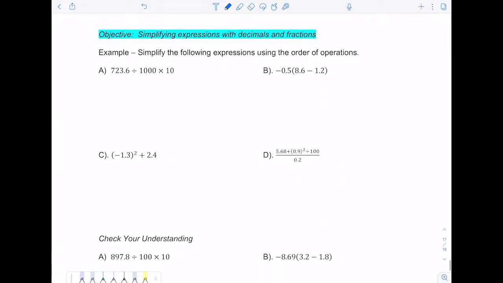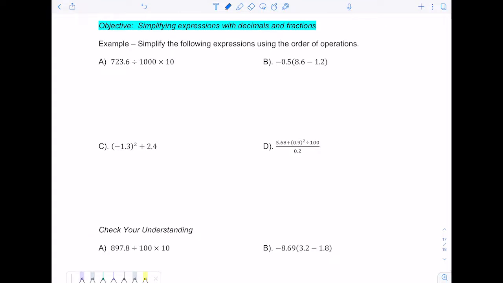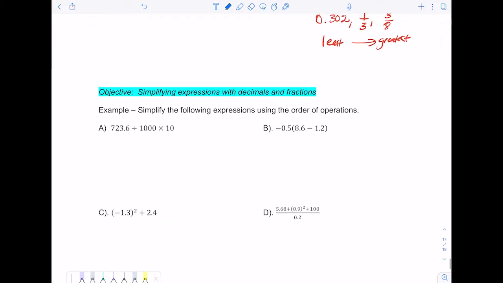And then last but not least, simplifying expressions with decimals and fractions. So this is going to take some multiplying and dividing. There's some tricks we can use here. So anytime you divide by a 10, 100, 1,000, you're just going to take that decimal and you're going to move it back to the left. So anytime you divide, you're going to move the decimal to the left.